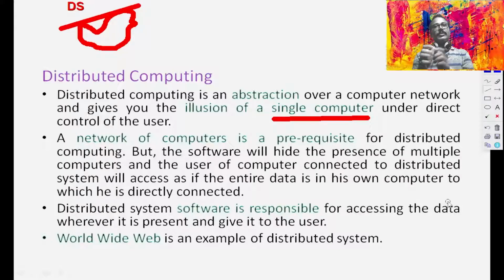That service is actually provided by the World Wide Web. The World Wide Web is a distributed system that is built over a network called the internet.